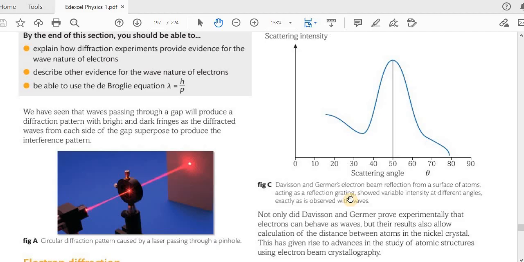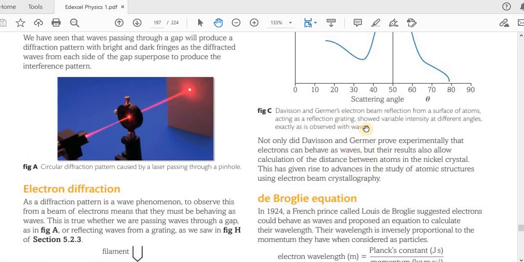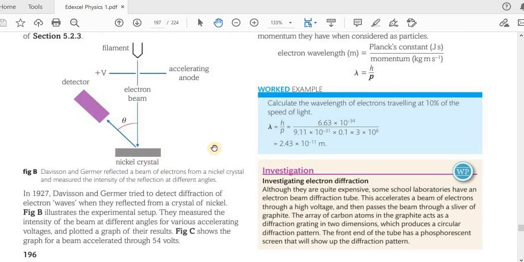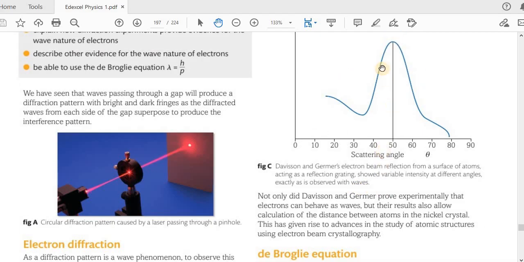Remember earlier when you learnt about waves, you learnt about the diffraction grating. So there is a comparison here. That's why we went back to chapter 5.2.3 to see the diffraction grating. Here we have a reflection grating, which is this. The atoms of this is the reflection grating. Again, electron beam reflection from a surface of atoms acting as a reflection grating showed variable intensity at different angles, exactly as is observed with waves. So you can see a similar pattern.